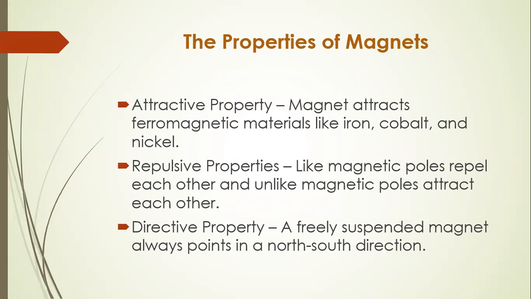The second one is the repulsive property, whereby magnets tend to repel like poles. So like magnetic poles repel each other, and the unlike magnetic poles attract each other. So that's a repulsive property. Then there's a directive property. This property talks about the direction, whereby a freely suspended magnet always points in a north-south direction. So these are just three main properties of magnets.